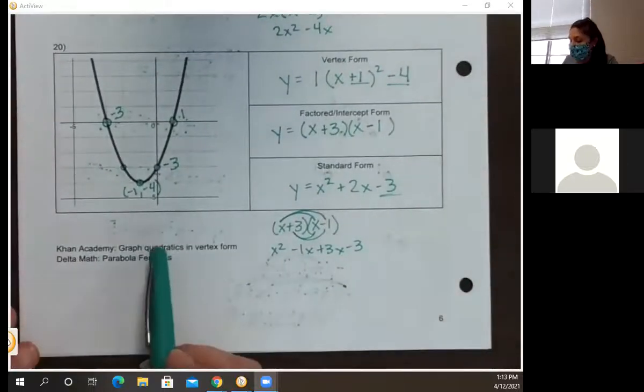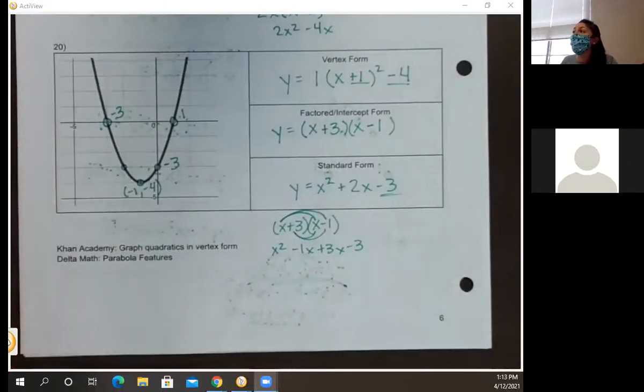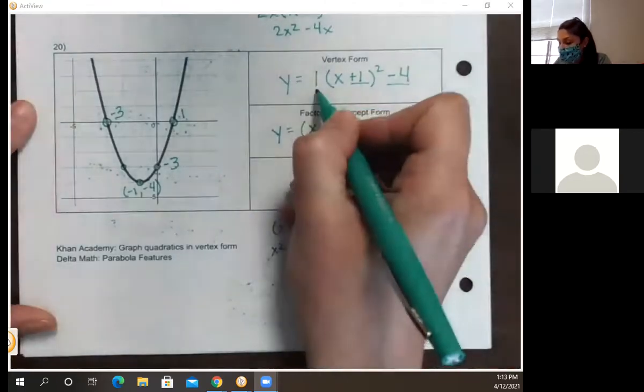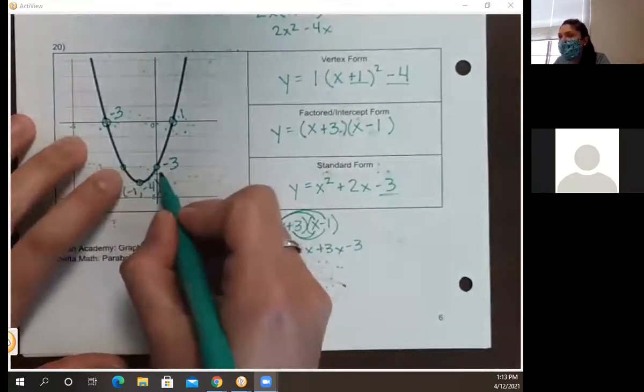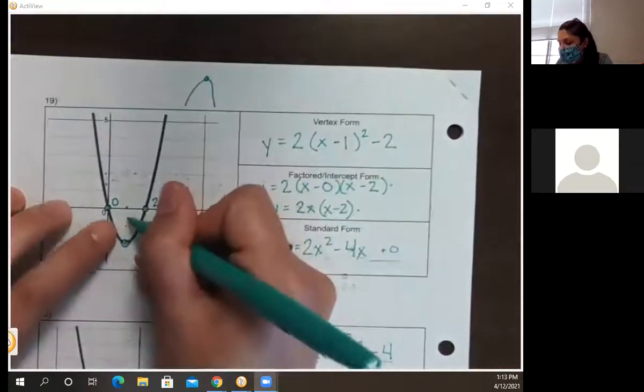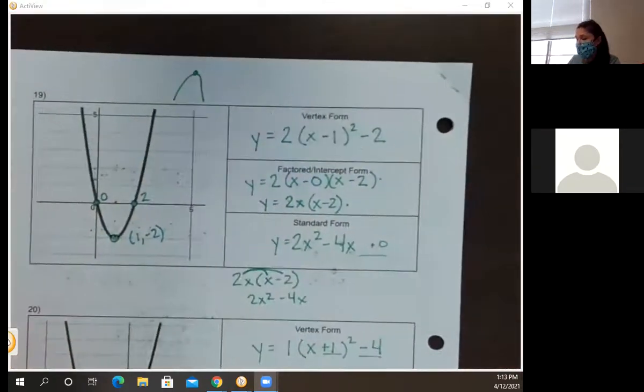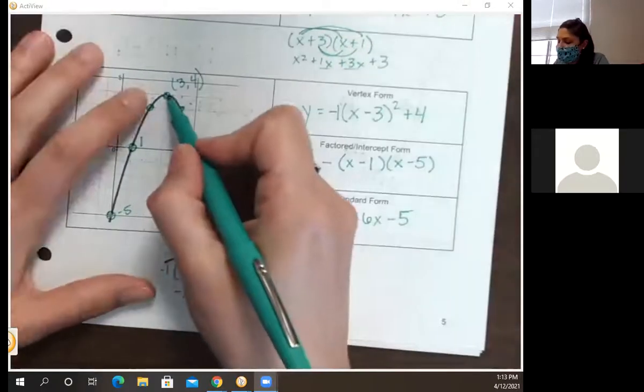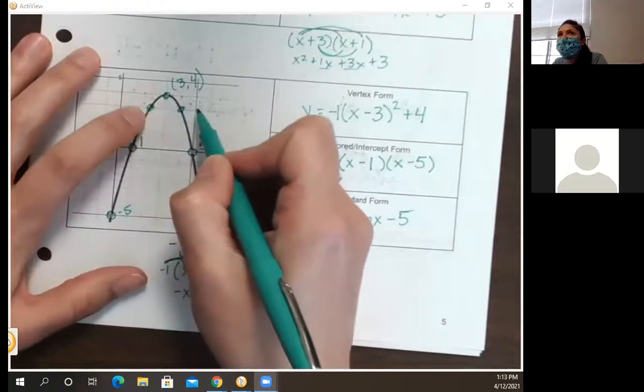Okay. On your Khan Academy assignment, you're going to graph some parabolas for me. They're all given to you in vertex form. So you should be able to identify that vertex. Then to get your next point, if your lead coefficient is 1, we know what to expect, up 1 and out 1 to get my next points. Or if my lead coefficient is 2, up 2 and out 1. If my lead coefficient is negative, like it was on 18, we know we're going down and out.